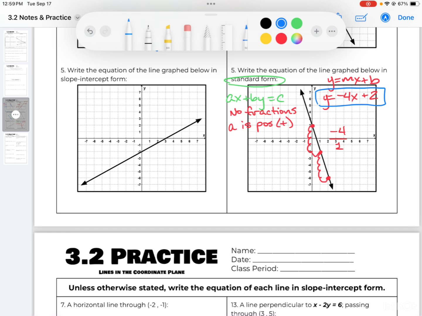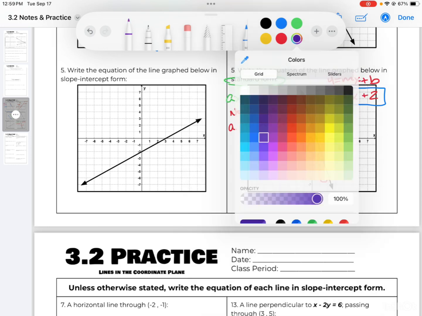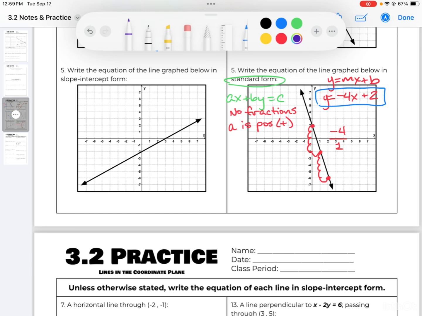Now I want to take that equation and I want to convert it to standard form. This one, thankfully, is pretty friendly. All I need to do is move that x value over to the other side. So the way I do that, I'm just going to rewrite it right here, -4x plus 2. Since it's a -4x, I'm just going to add 4x to each side.